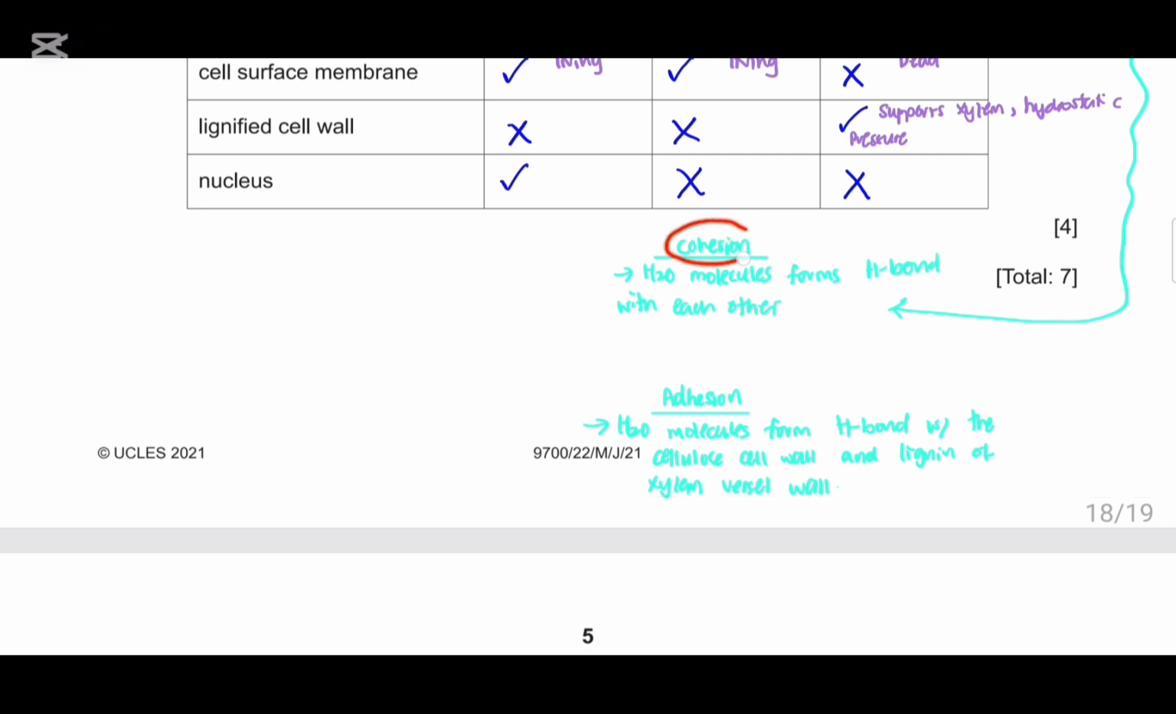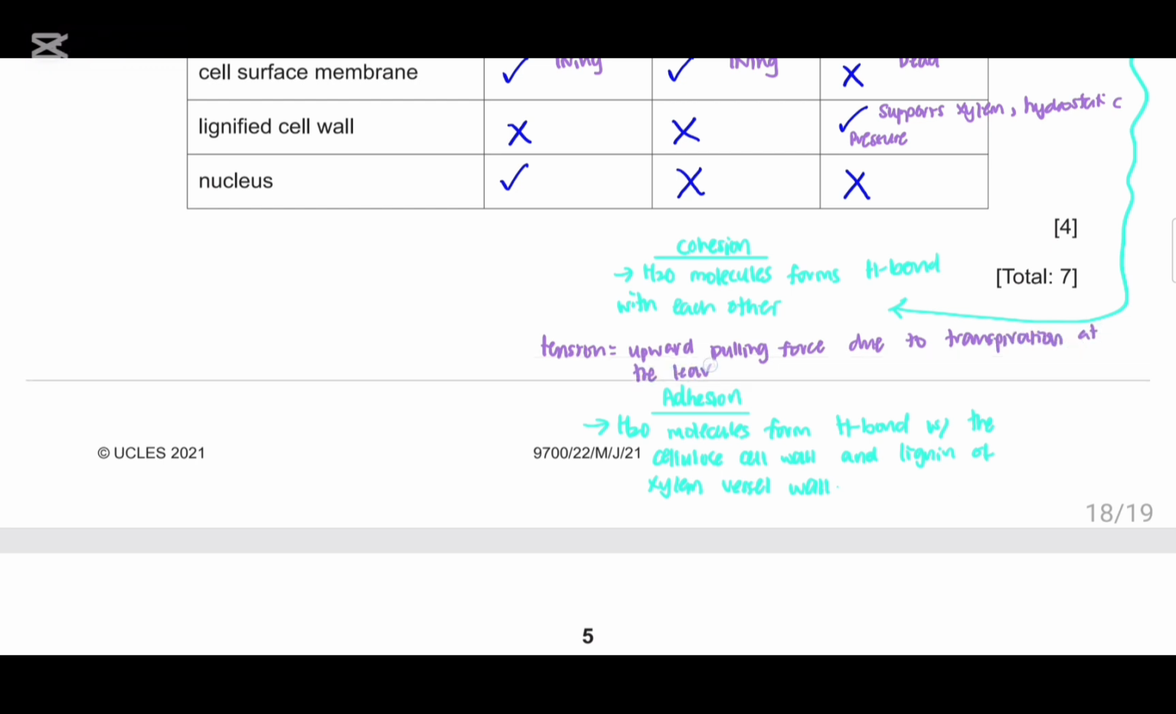Because of cohesion and adhesion, it allows for a continuous movement of water up the xylem. It's not going to be disrupted. And of course, the tension is because of the upward pulling force due to transpiration at the leaves. So that's quick revision on cohesion-tension theory.